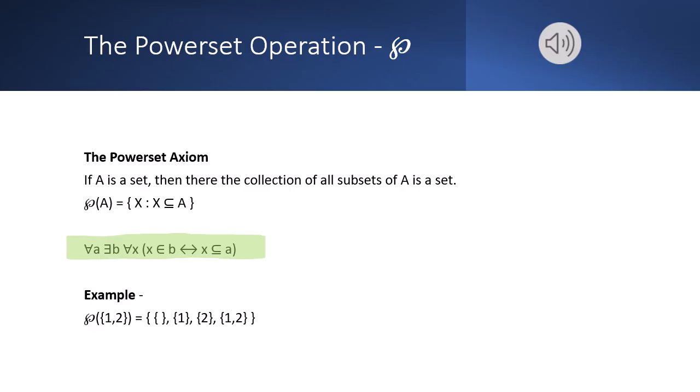Okay, so just as a nice example of applying the power set operation, we have on the bottom here the power set of the set {1, 2}. In this case, the set {1, 2} just consists of a set containing two elements, namely 1 and 2.